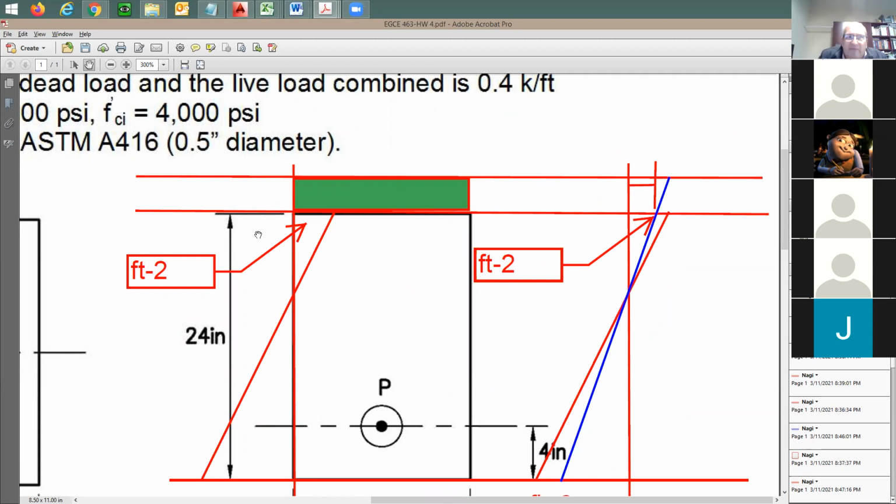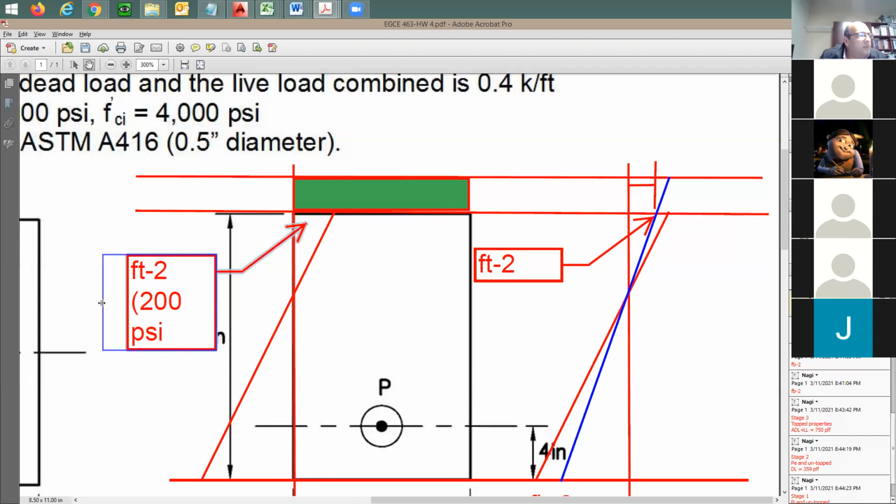Let me throw some numerical values so we're clear on that. Let's say F top, number 2, I'm going to put a value here. Let's say 200 psi. Just throw some values so that we're clear on what we're talking about.